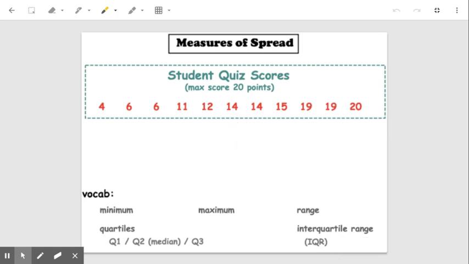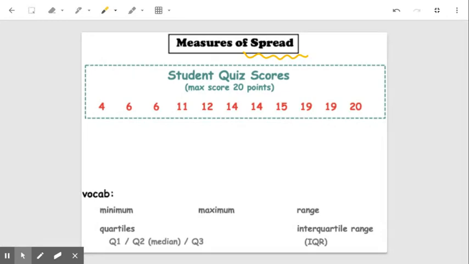I'm going to talk to you today about measures of spread. If you remember yesterday, we reviewed measures of center, and that was mean, median, and mode, basically all describing the middle of a set of data. Today, we're going to talk about what we call measures of spread, which instead of focusing on the middle, is obviously how spread out. How wide is the set of data we're talking about?